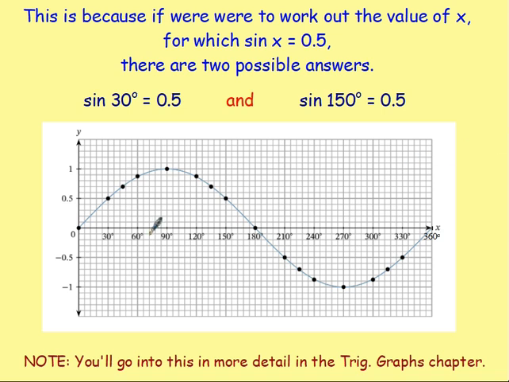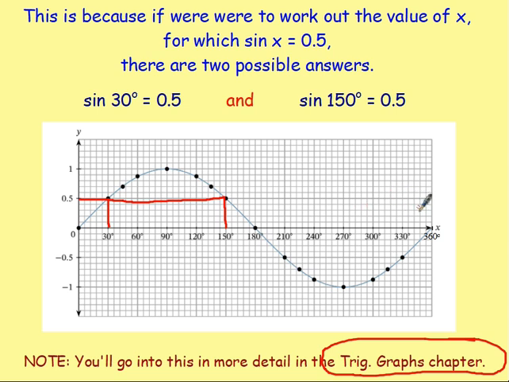And the reason is because if you look at the sine graph, which you'll look at later on in the trig graphs chapter, you don't really need to know this bit just yet. If you follow the sine graph to 30 degrees and you go up, then on the y-axis you're at 0.5. But also, if you go along to 150 degrees and you go up to the sine graph and you go straight along, that is also going to give you an answer of 0.5.